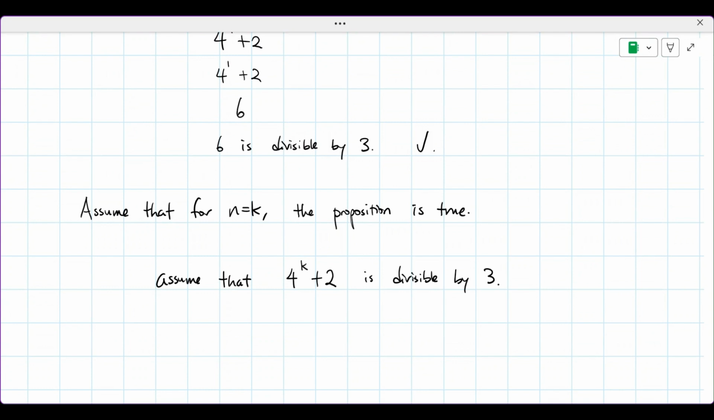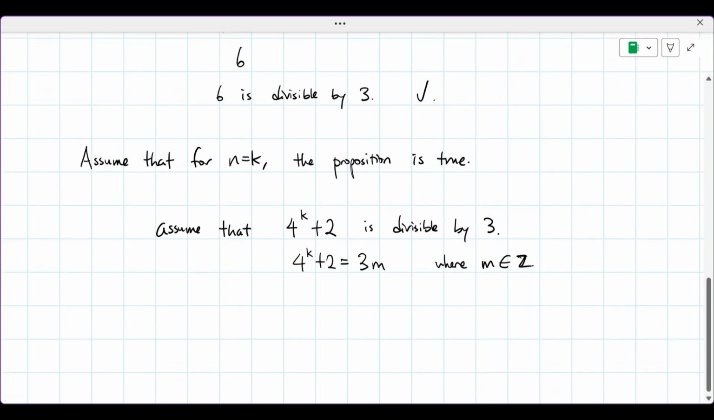Now I think we can mathematically write this statement that 4 to the power of k plus 2 is divisible by 3. One way to show that is that 4 to the power of k plus 2 can be represented as 3m, where m is an integer. If m is an integer, then 4 to the power of k plus 2 will be 3 times m, so that's a multiple of 3, and therefore it is divisible by 3 for sure.